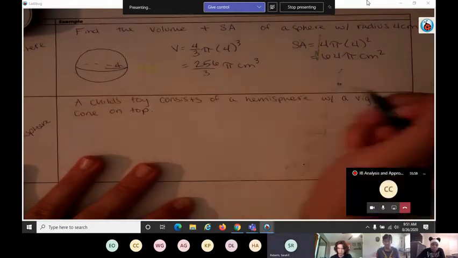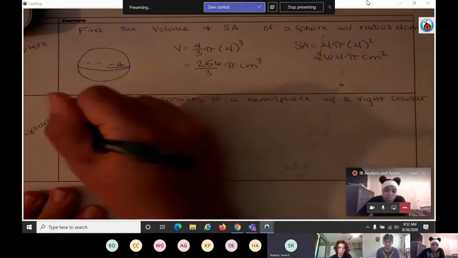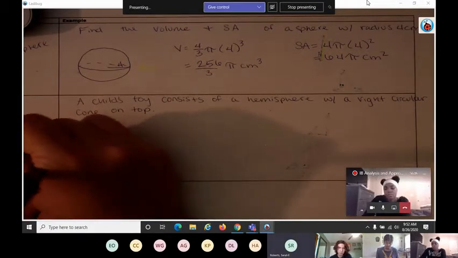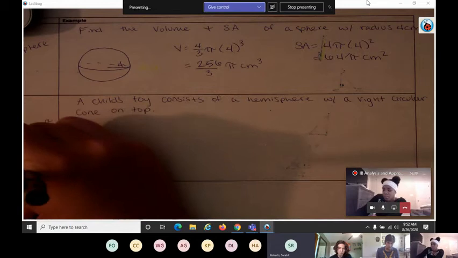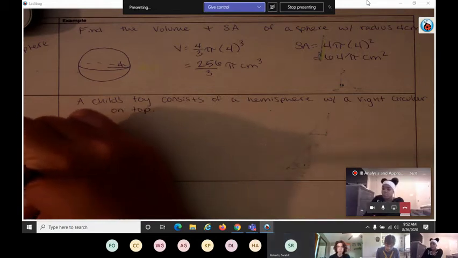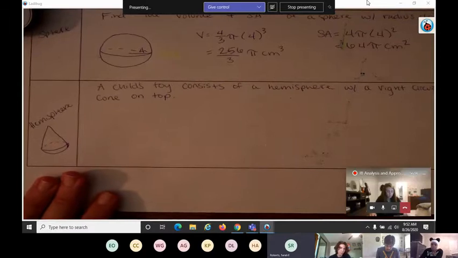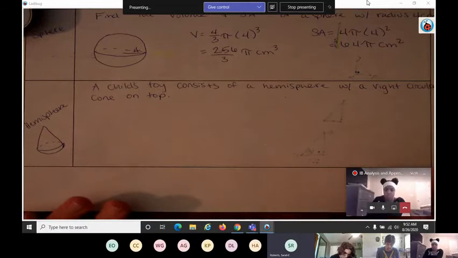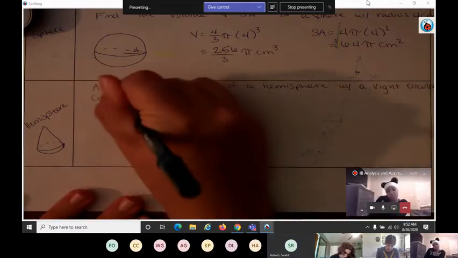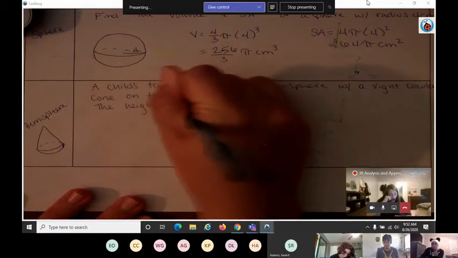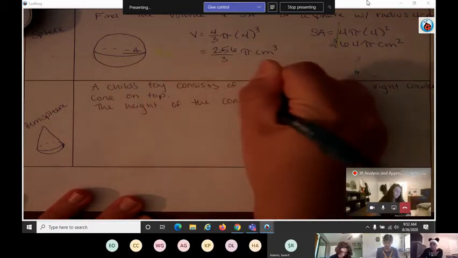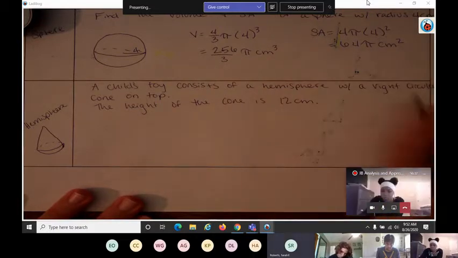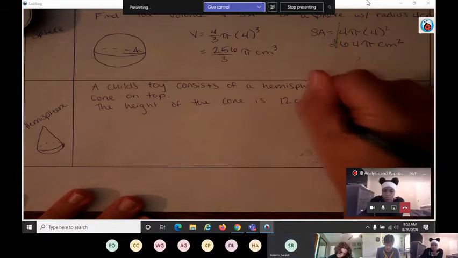Okay, so I'm going to go ahead and draw it. I guess I'm going to draw it over here so I don't run out of room. So we have cone on top, hemisphere on bottom. Okay, so something like that, like an upside down ice cream cone. The height of the cone is 12 centimeters. The radius of the base is 5 centimeters.